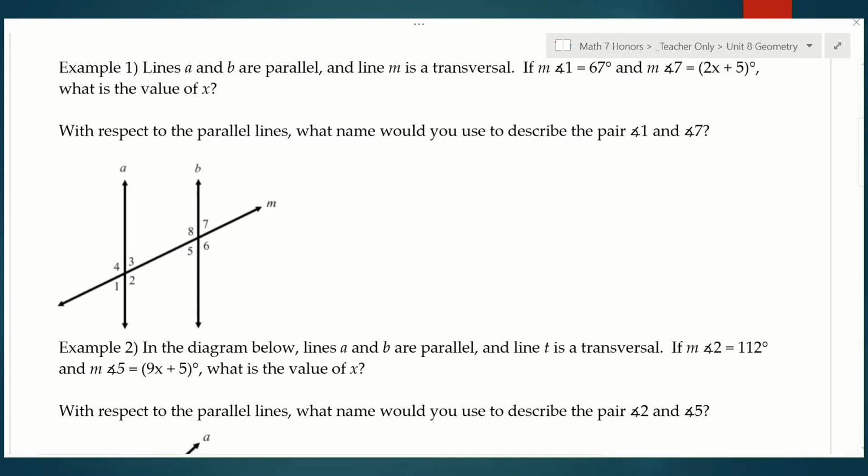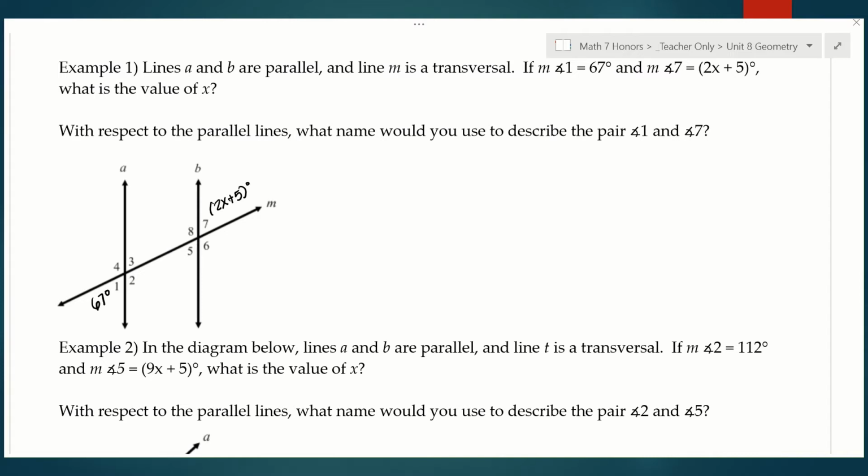I'm going to label that right away in my picture here, so I know that that's 67 degrees. And then they tell me an expression for angle 7. They say that that's 2x plus 5 degrees. And so what they're asking us is, what is the value of x? And then what name would we use to describe that pair of angles? So why don't we talk about that first.